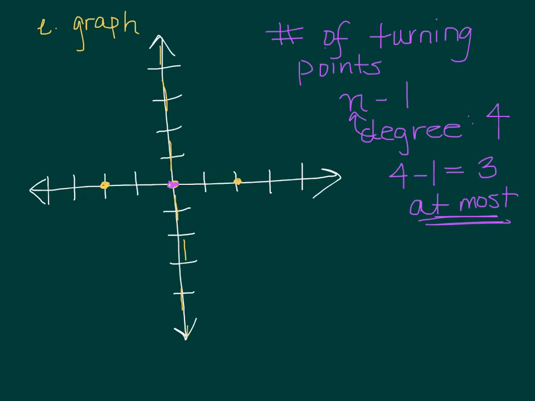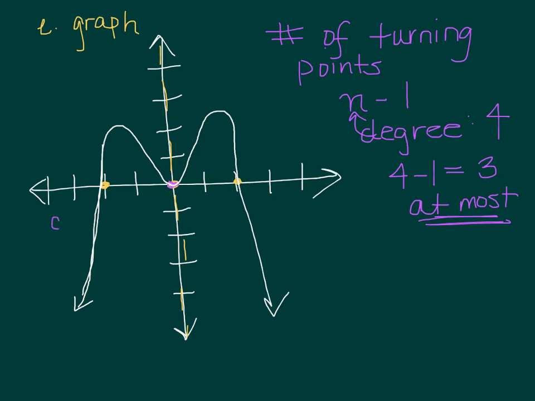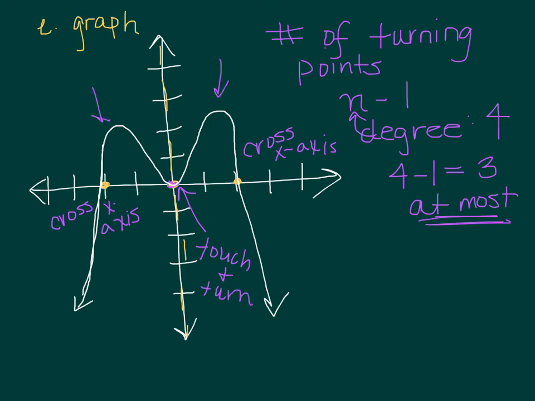All right, so we're going to start, because remember it falls. And at negative 2, it crosses. And then at 0, we do touch and turn. And then back at 2, 0, it crosses. So this was cross the x-axis, this was cross the x-axis, and at this point we did a touch and turn. And we don't care about the height of these, it's okay for right now.